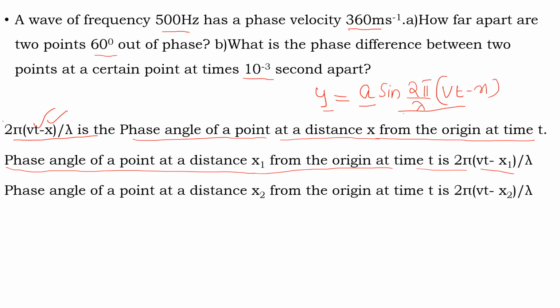And similarly, consider the phase angle of a point at a distance x2 from the origin at a time t is 2 pi by lambda into vt minus x2. Here we are considering 2 points. One is at a distance x1 from the origin and another one is at a distance x2 from the origin.